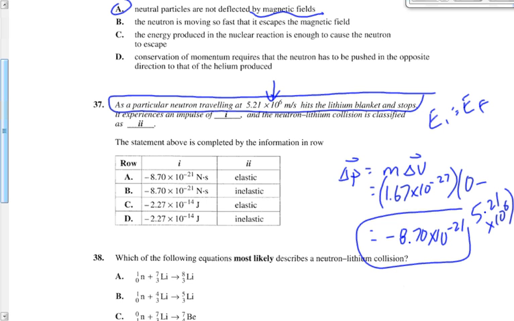Hey, A or B, how do you know it's elastic or inelastic? Listen, collisions are almost always going to be inelastic, right? If you got to guess, inelastic, for sure. No, in fact, it says it hits the lithium blanket and stops. That's what tells us for sure that it's inelastic, right? But if you got to guess, inelastic, for sure. You guess on this one, you're going to guess right. But in the end, we know that it is inelastic because that particle stops. You can't conserve energy when it stops. Sorry, you can't conserve kinetic energy when it stops.